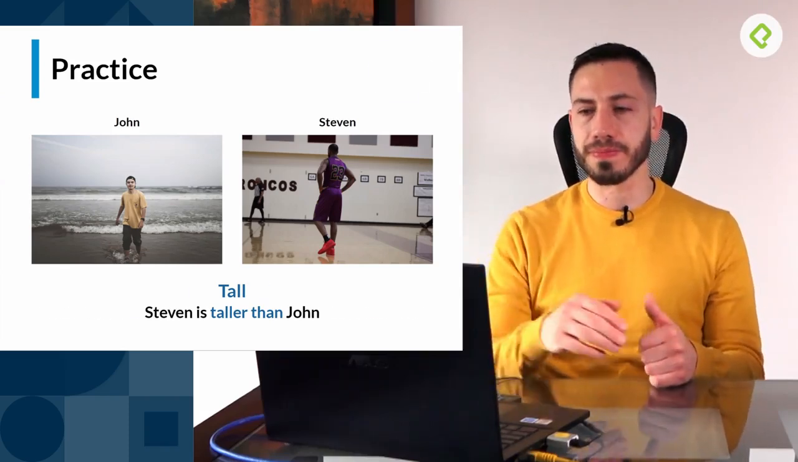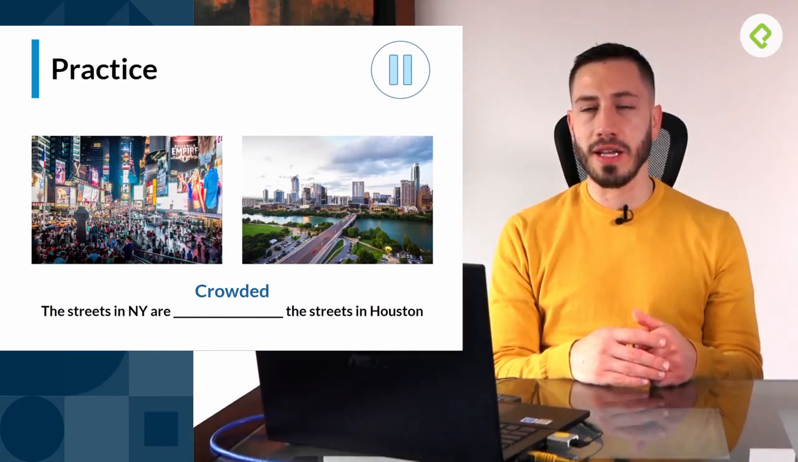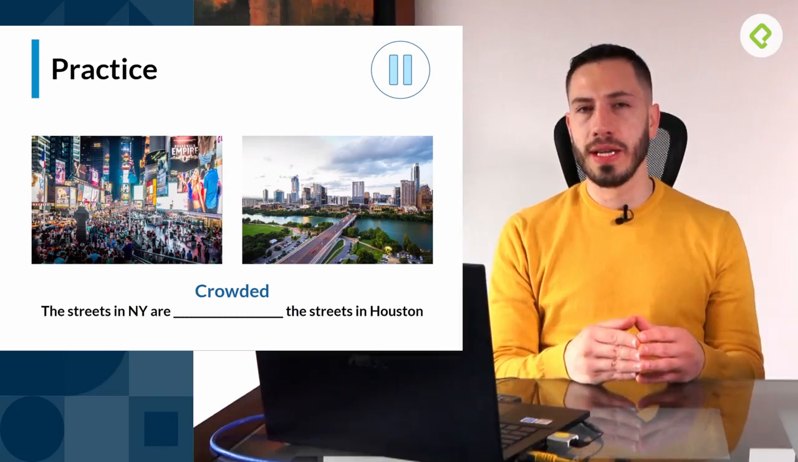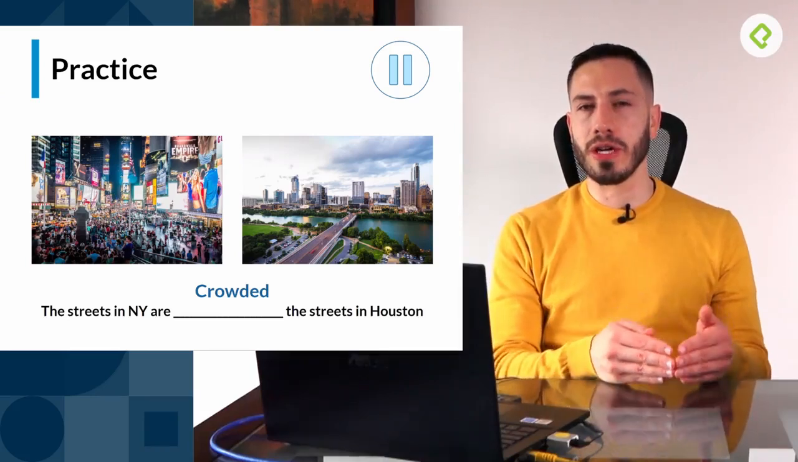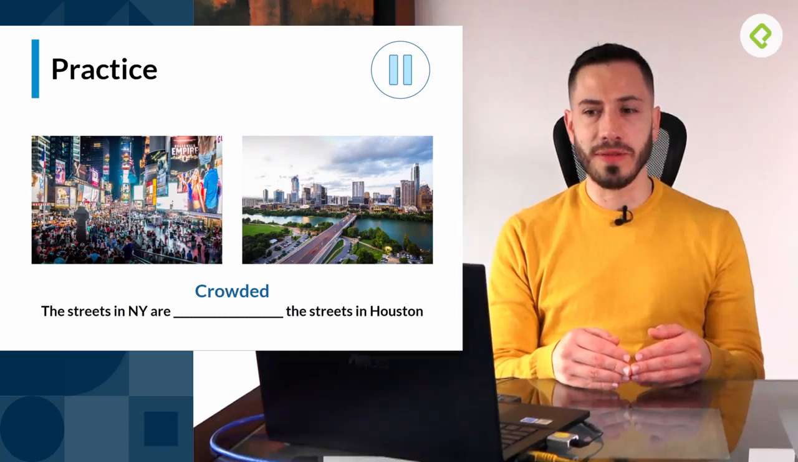Very good. How about this one? One of these pictures we've seen before in a previous class, and it's New York, of course. The other one is actually Houston. Let's imagine that we want to compare these two cities using the adjective crowded.